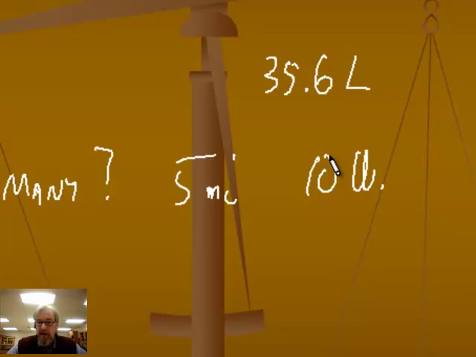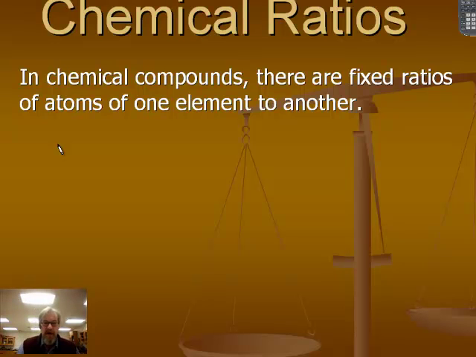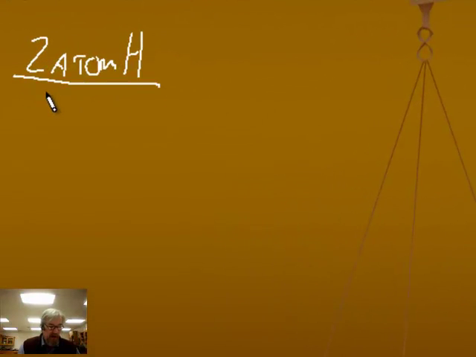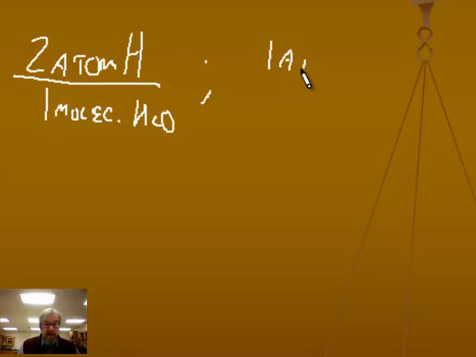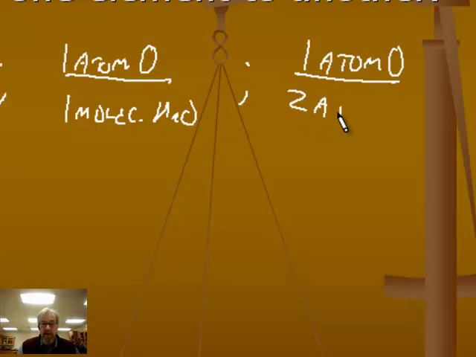All of our numbers have a unit attached to them unless they turn out to be a ratio of some kind. In chemical compounds, we've already seen that there are fixed ratios of atoms of one element to another. For example, in water, we've seen that there are 2 atoms of H for every 1 molecule of water. We've also seen that there's 1 atom of oxygen for every 1 molecule of water. We've also seen that means that there is one atom of O for every 2 atoms of H in water.